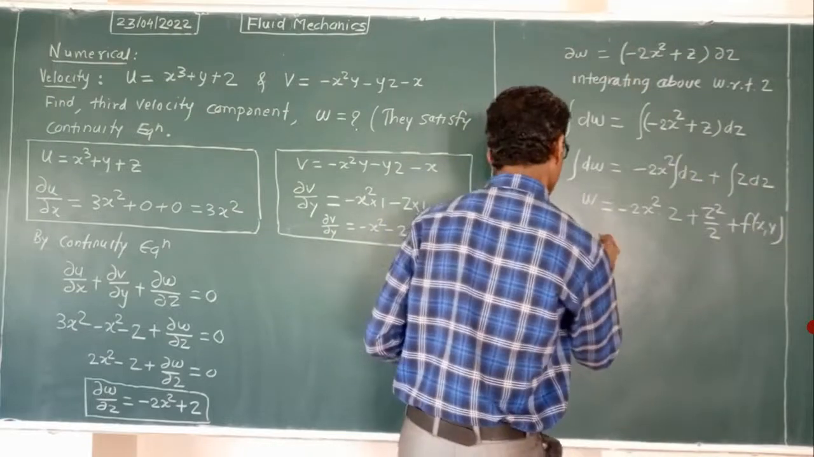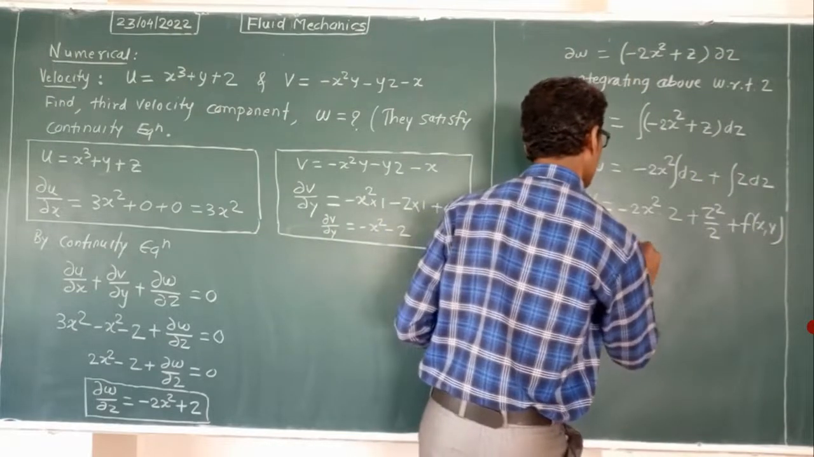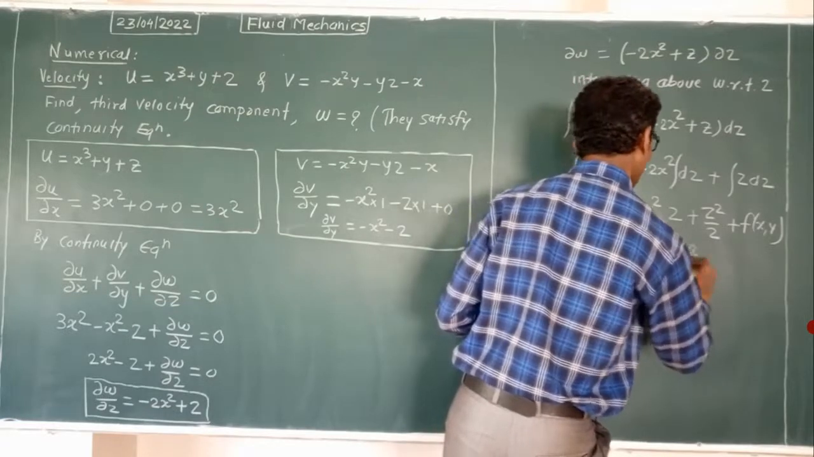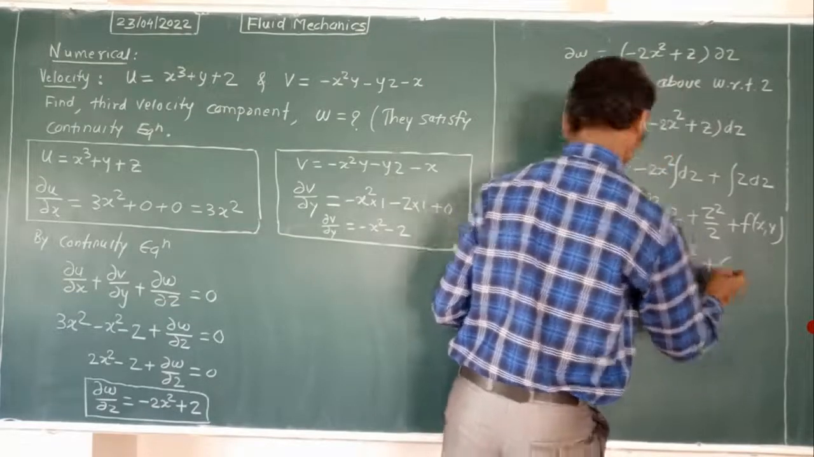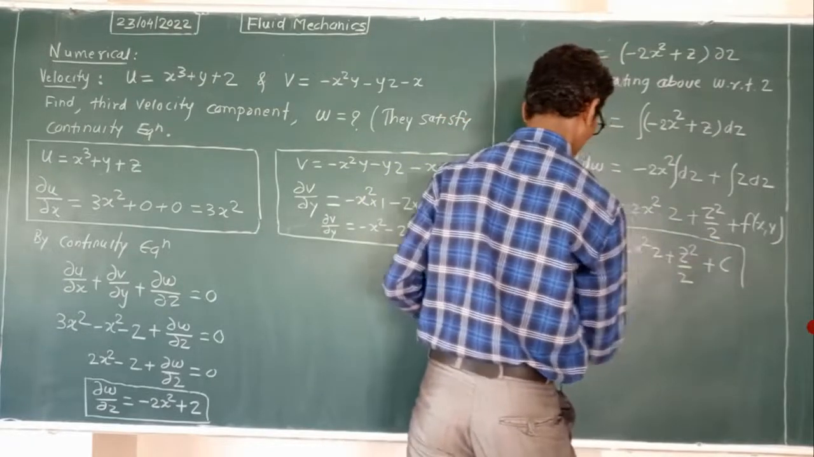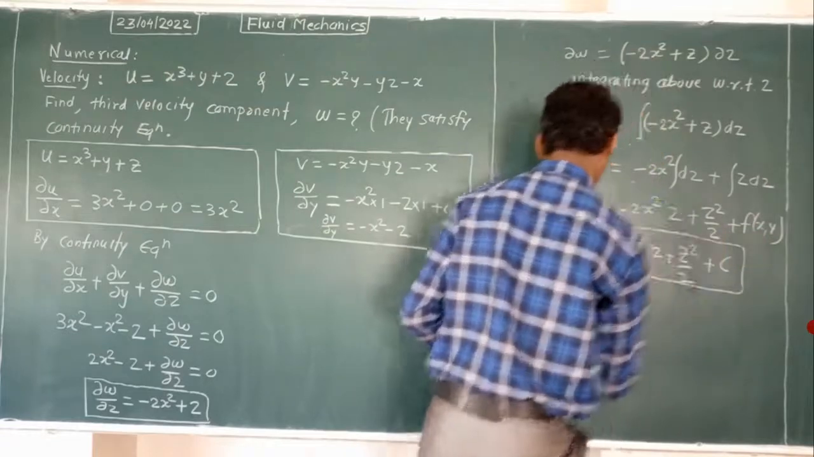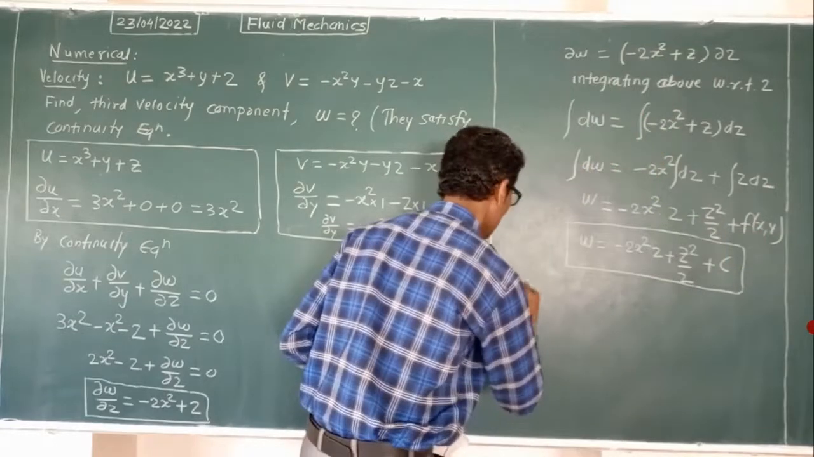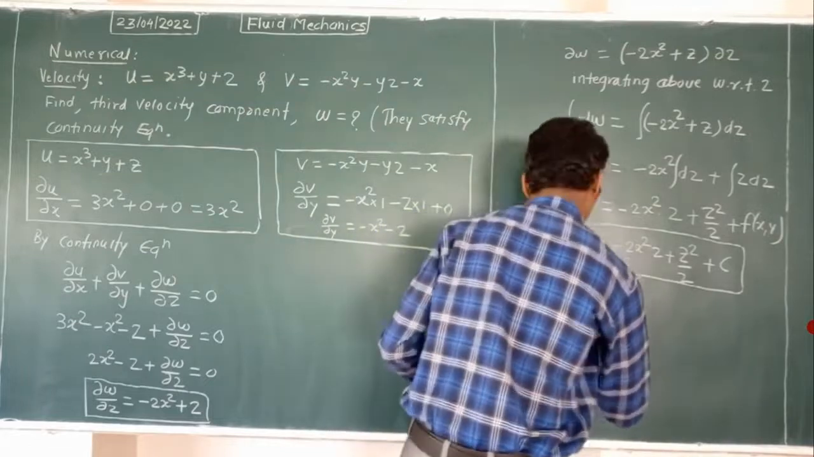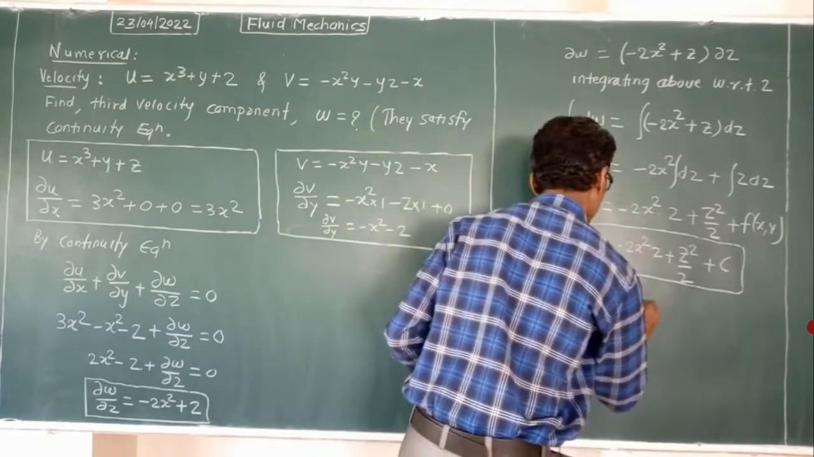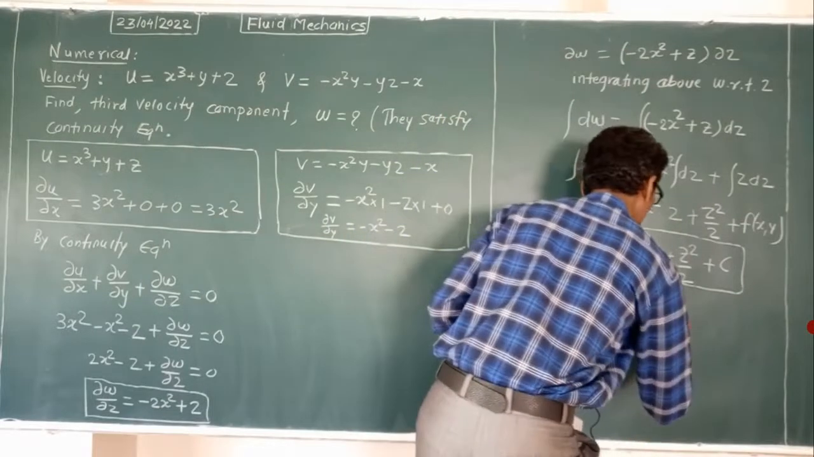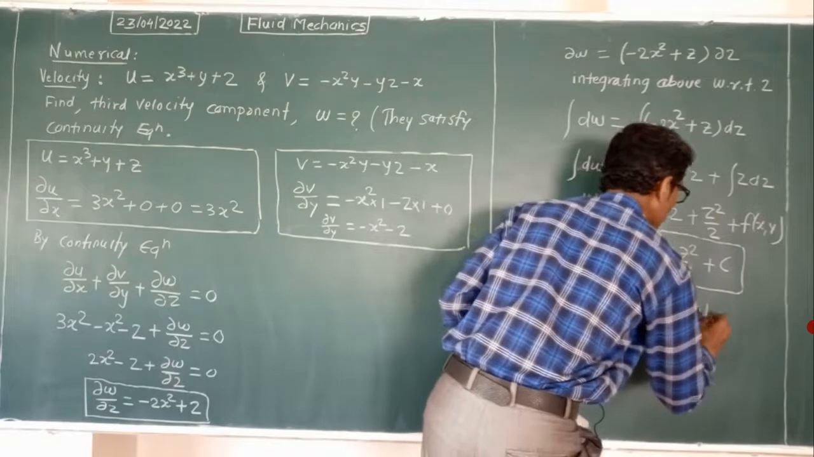So the next step is w equals minus 2x square z plus z square by 2 plus constant, where c is f of xy, a function of velocity in x and y directions, the constant of integration.